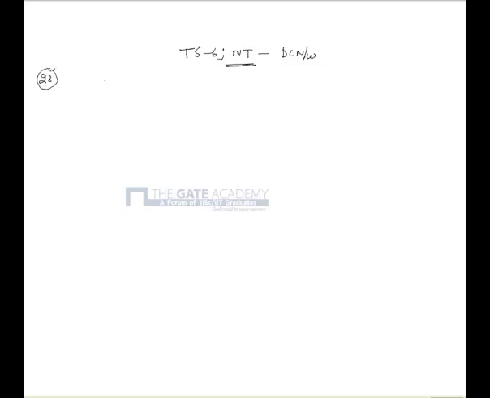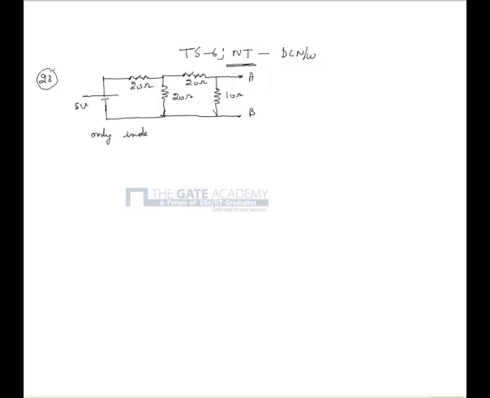As per this question, there is a DC circuit given which contains only one independent source and no dependent sources. We need to find the Norton equivalent of the circuit as seen from the terminals A and B. From the given circuit, we see that the circuit contains only independent sources.